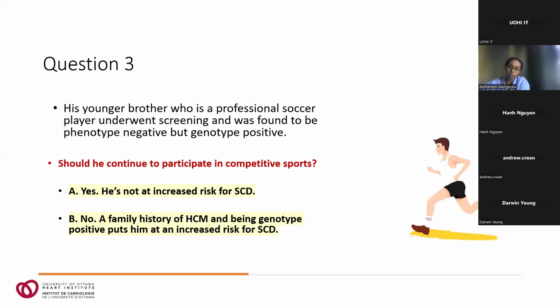Last question would be, let's say the previous patient had a brother who is a professional athlete. He underwent screening and was found to be genotype positive and phenotype negative. Now the question is whether he should continue to participate in competitive sports. Option A says yes, he's not at increased risk for sudden cardiac death. Option B, no, the fact that he has a family history and he's gene positive puts him at higher risk. So I'll let you think for a few seconds. Which one do you think is correct?